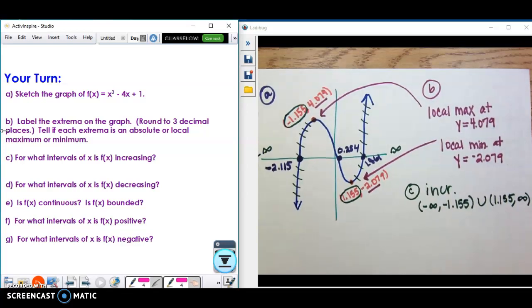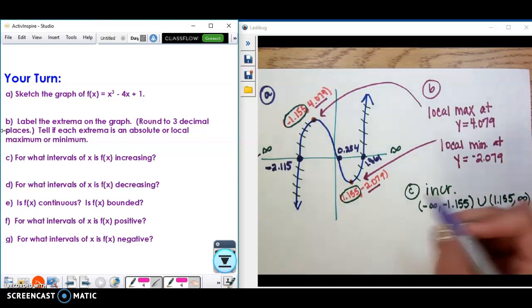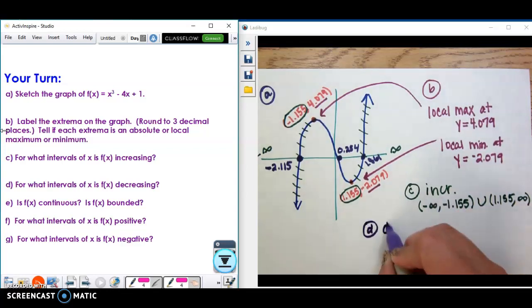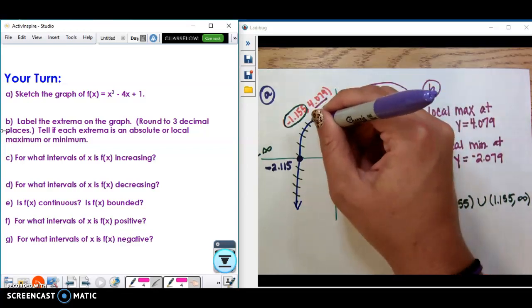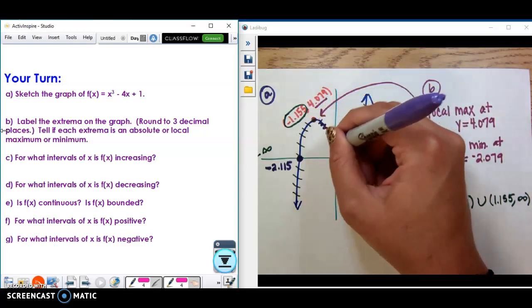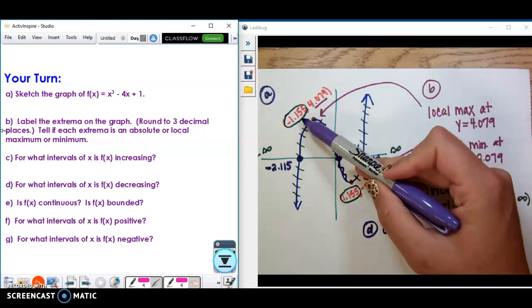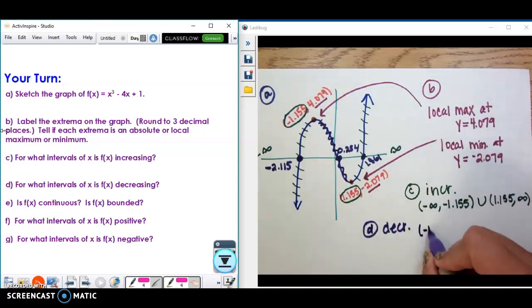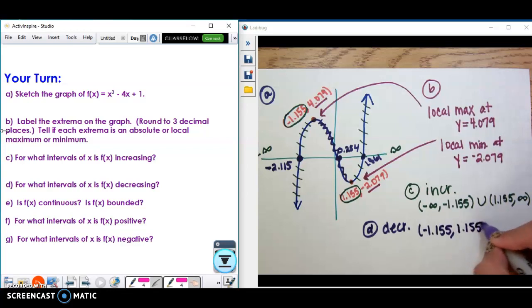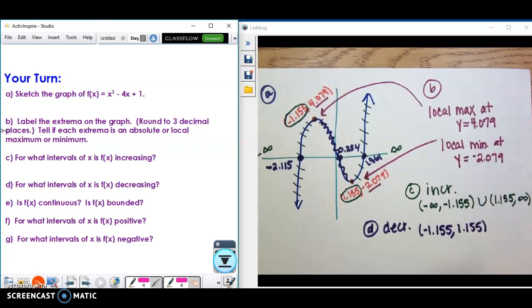All right, part D wants to know for what intervals it is decreasing. Well, you already figured out where it's increasing, so the decreasing is going to be the part that we didn't use here. So let me make a different design here. So that's the decreasing part. We're using the x values. So the x value where it starts is negative 1.155. The x value where it ends is positive 1.155. So that's going to be the only place where it decreases.